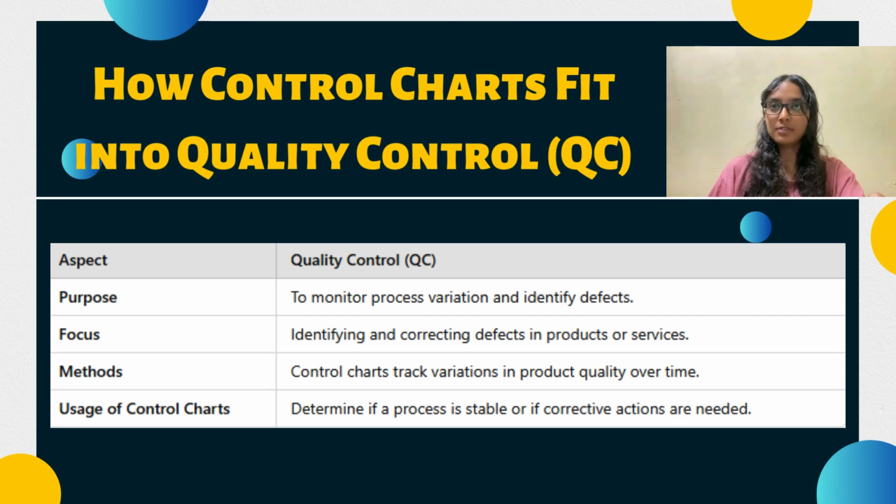Next, in practice, we can see that control charts in QC are used to track variations in product quality, monitoring data like measurements or defect rates to ensure that products consistently meet standards. They also determine process stability. If data points fall outside of control limits, corrective actions are needed to bring the process back into control to prevent further defects from occurring.